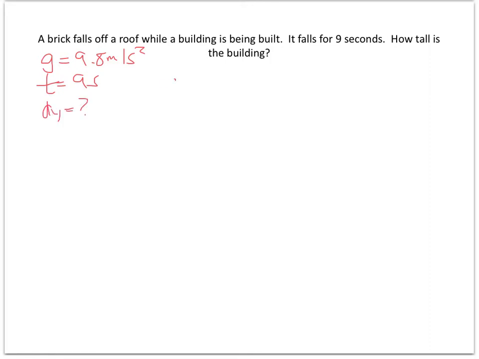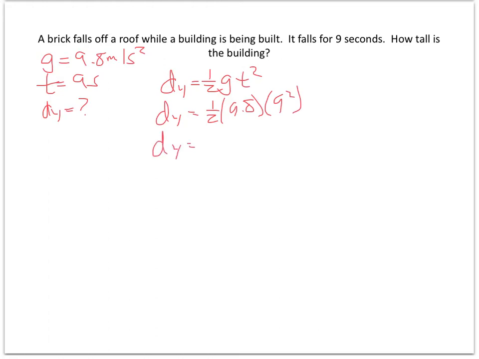So I'm going to use the formula dy equals 1/2 gt squared, where I'm solving for dy. Put my variables in, and this time 9 squared. So I have dy equals 4.9 times 81. dy equals 397 meters. That's pretty tall for 9 seconds of falling.